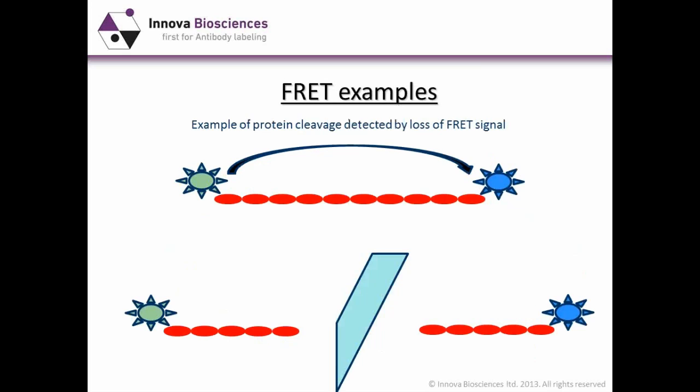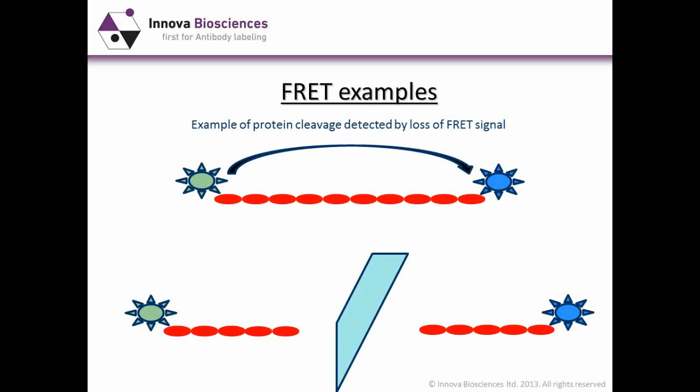In a slightly different example of FRET, you can use the system indirectly to detect molecules such as proteases that may actually cleave proteins in half. So in this diagram, we have one protein, we have a donor molecule at one end, and we have an acceptor molecule at the other. Whilst this protein is intact, the FRET reaction is occurring.